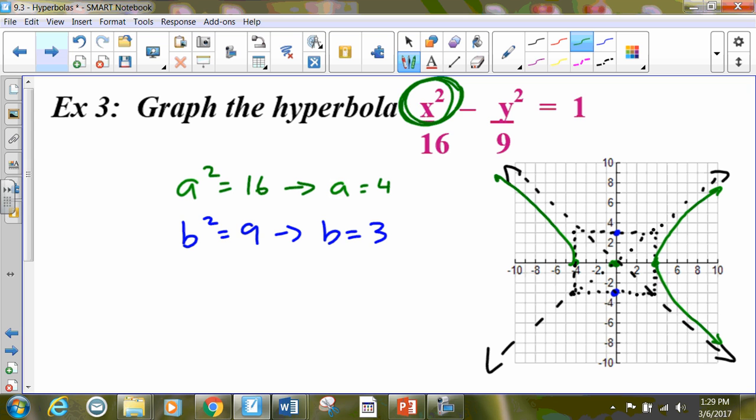I think, and I said this to fifth block, there should be an exhibit at the Art Museum of different drawings of hyperbolas, especially if you use different colors.